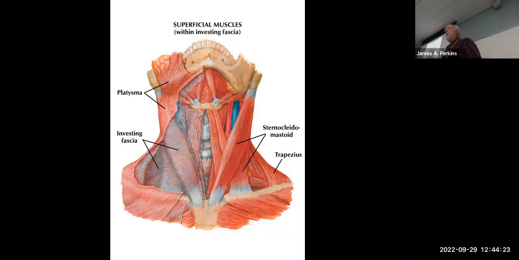If only one of the sternocleidomastoid muscles is working, it's going to rotate the head to the opposite side. So if the left sternocleidomastoid is contracting, it's going to pull my left mastoid process forward, which is going to rotate my face the opposite direction. So my left sternocleidomastoid is going to rotate my head to the right, and the opposite of that would be true with the other one.